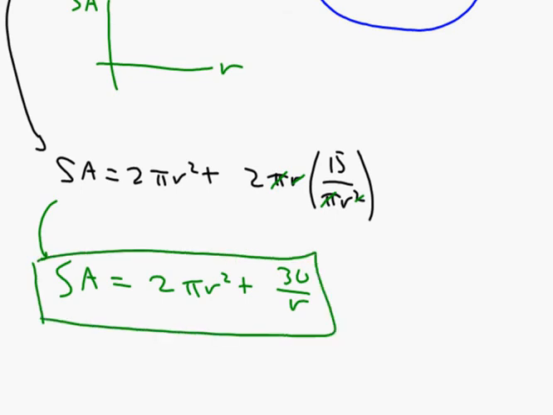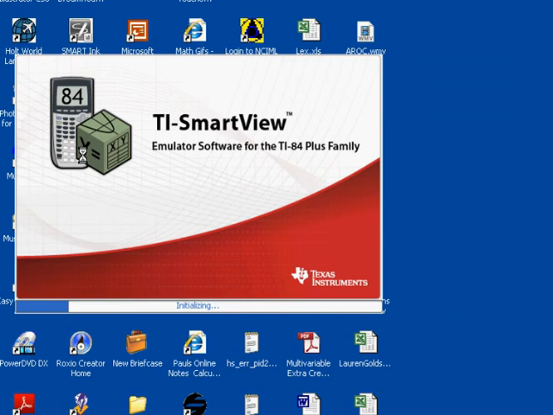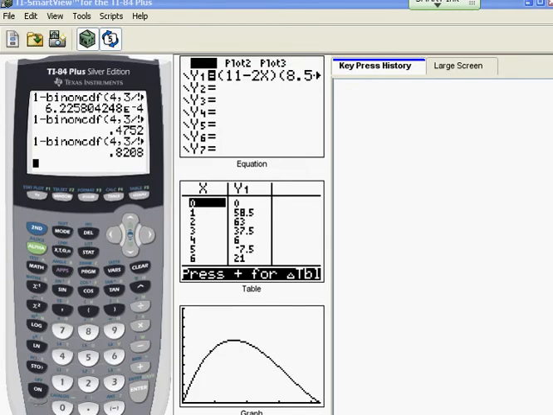That's a formula. We can graph that thing, and we can find out where it's minimal. Let's go to our calculator for a minute here. We're going to graph that function. So we've got to open up the calculator. So here we are in our calculator.